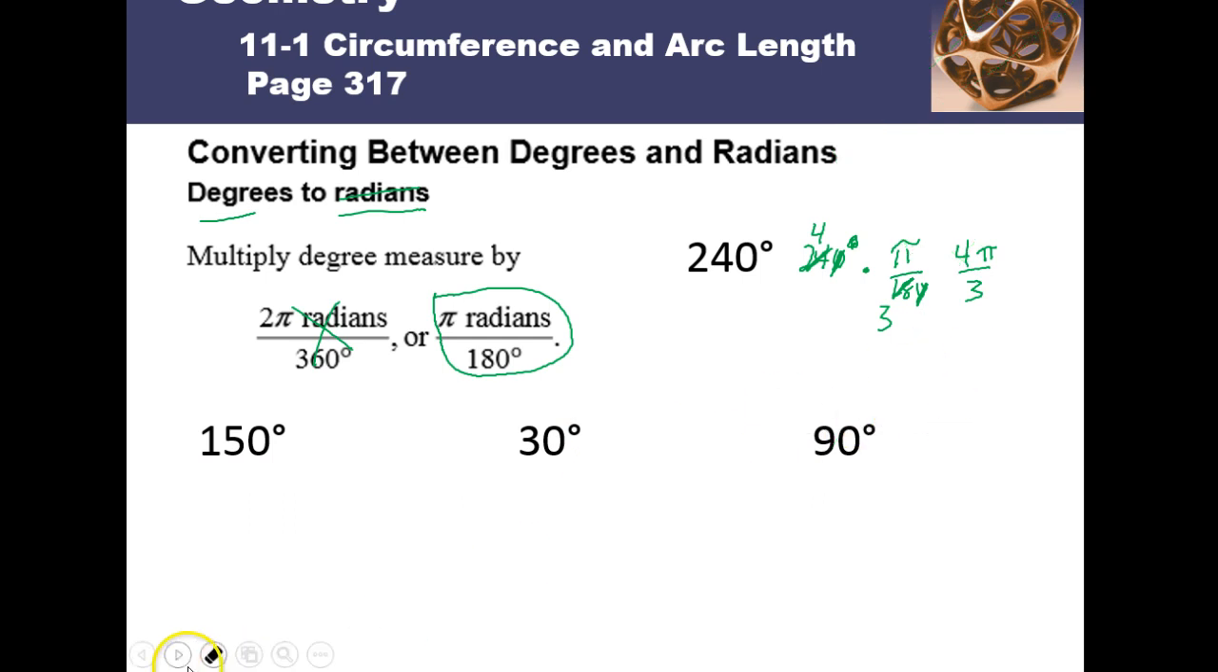So my answer again was 4 pi over 3. Okay, so I'm going to ask that the sub pause this while you try 150, 30, and 90. I'm not actually going to stop and wait because that just makes the recording way too long, but I'm going to ask that the sub pause this, give you some time to try it, and then when you're ready, let him or her know, and we'll start it back up.